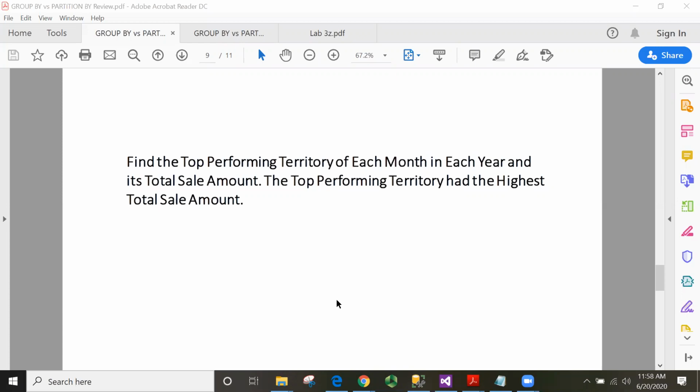Yes and no. Let me ask the class this way. You look at the question. We want to find the top performing territory, and the top performing territory had the highest total sale amount, right? When you look at the total sale amount, it rings a bell, right? To calculate the total sale amount, you have to do data summarization. You have to do data aggregation, right? Do we agree?